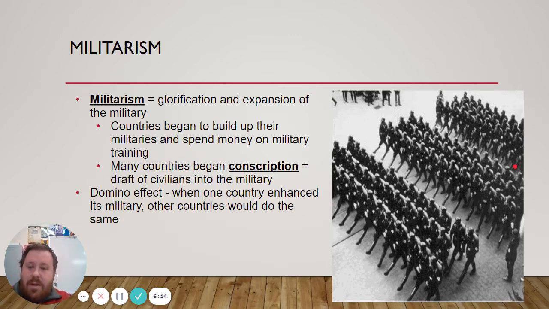Okay, militarism is defined as glorification and expansion of the military. So not only is the military expanded and the military gets bigger, but it's glorified in some way. Like military service is glorified and talked about in this great way and encouraged by the government and all that stuff, right?